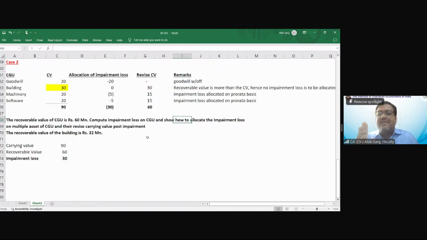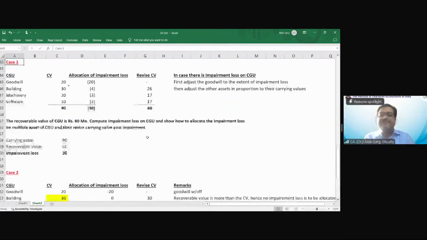The objective of impairment of asset is only to check whether your carrying value is higher than the recoverable value. If yes, please reduce it to the recoverable value. But if your carrying value is lower than the recoverable value, then you are not required to do anything, until and unless the question tells you the company has opted for a revaluation model, then this will be 32. Otherwise, it will always be 30. Okay. Is that clear? So we understood the same concept.